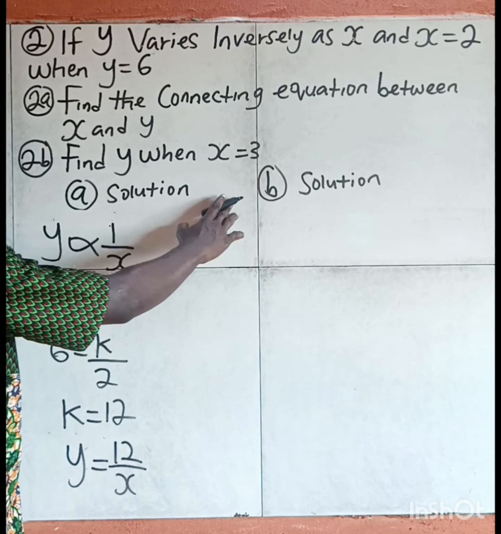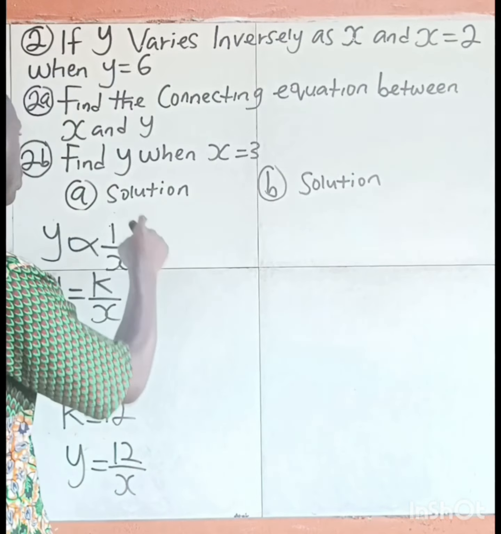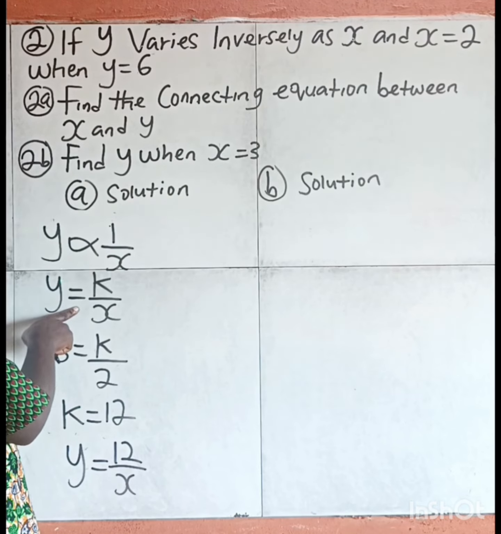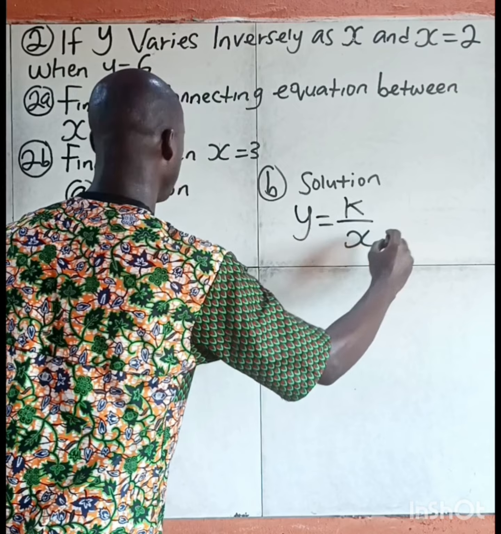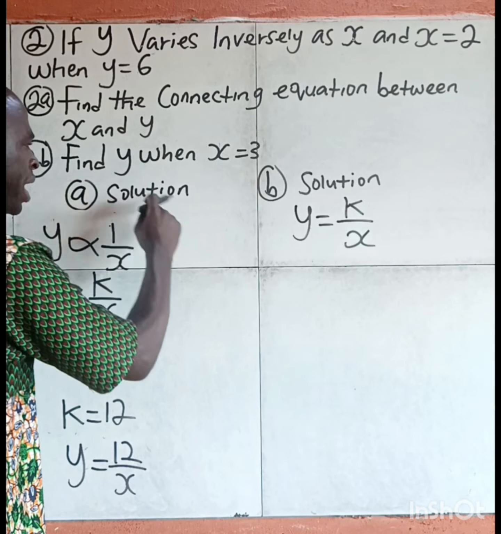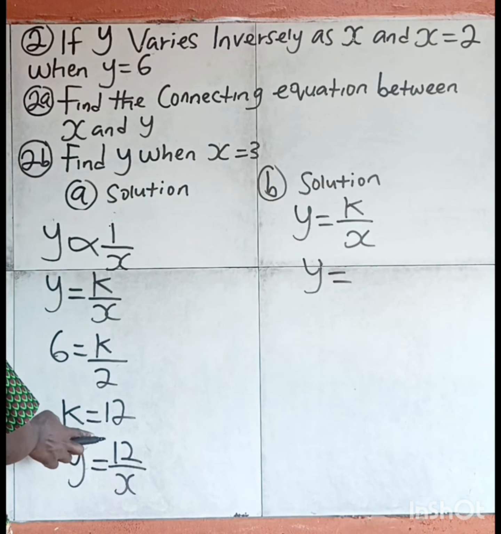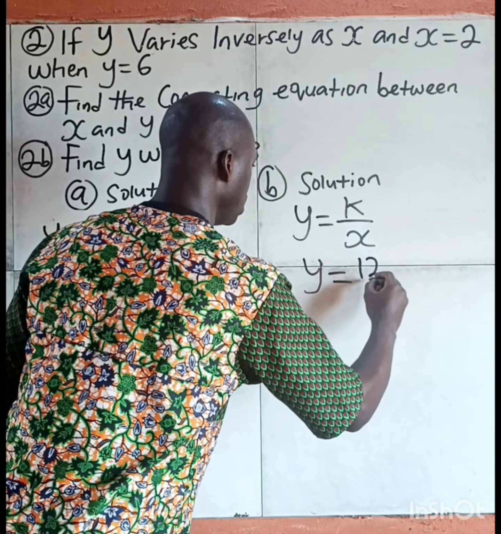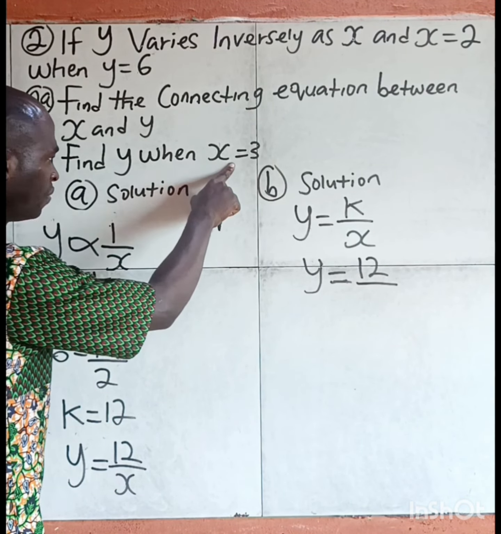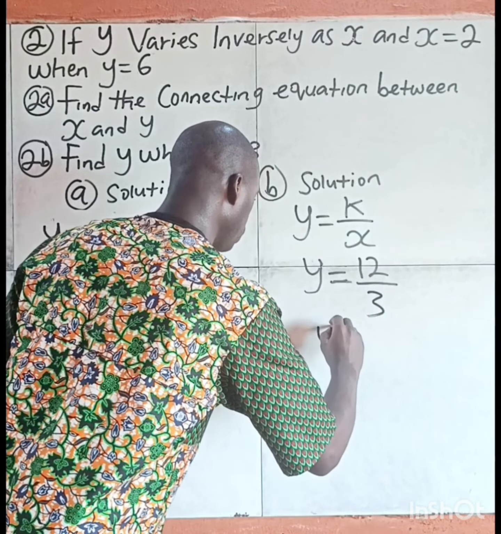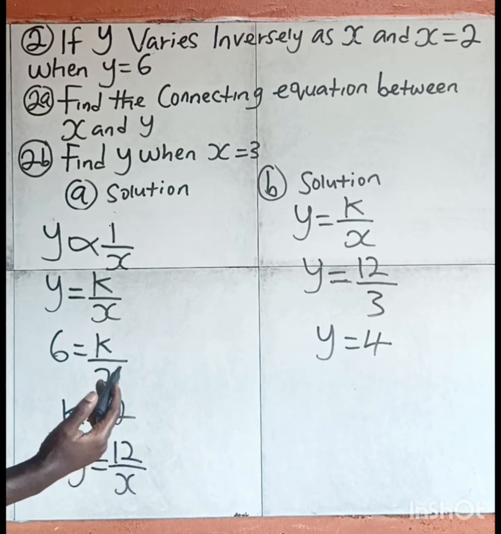So we quickly move to problem 2b. Now for problem 2b, the question says find y when x equals 3. Again, we are going to rewrite this formula, which is y equal to k over x. Now, did they give you the value of y? No. We are going to rewrite y equal to, do you have a k? Yes, we did have a k, which is 12. So I'm going to write the 12 right there. Divide by, did they give you the value of x in your problem 2b? Yes, they did, which is 3. So at the end of the day, it becomes 12 divided by 3, which will give us 4. And this becomes the solution to problem 2b.